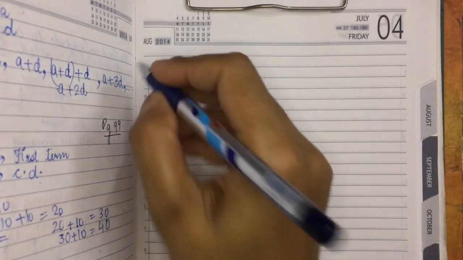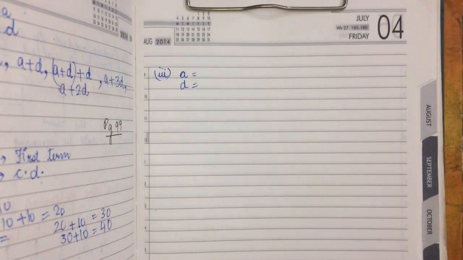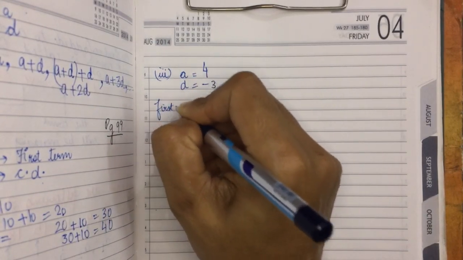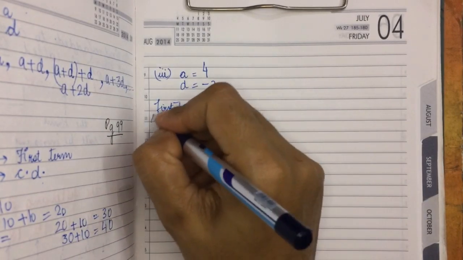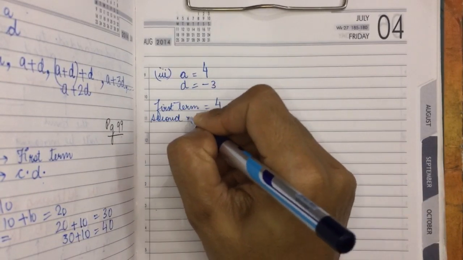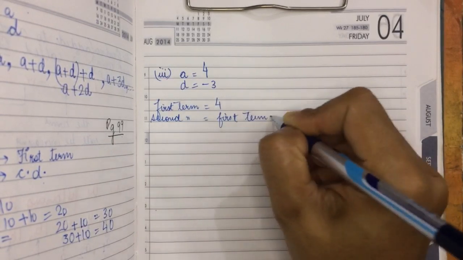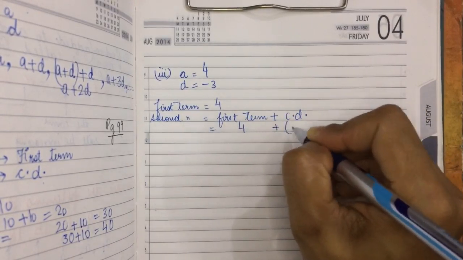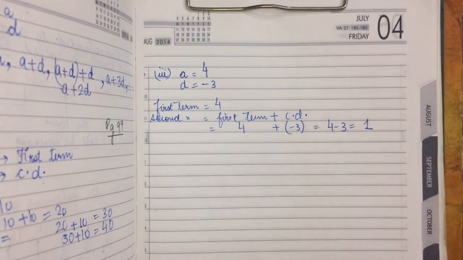Let's do the third part as well. In the third part, you have been given the first term as 4 and the common difference as minus 3. So the first term is given as such, 4. The second term will be the first term plus the common difference. So this will be 4 plus minus 3. This will be 4 minus 3 equals 1.